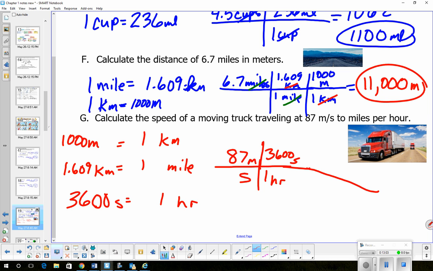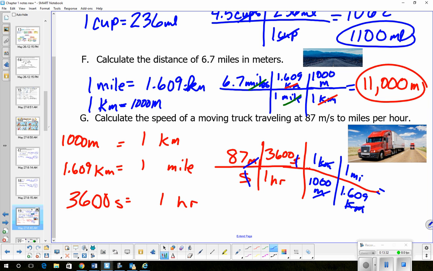Okay, so seconds go out. Now I'm going to take my meters and take it to miles. But first I have to take it to kilometers. So 1,000 meters in 1 kilometer. Meters go out. And then 1.609 kilometers to 1 mile. Kilometers go out.